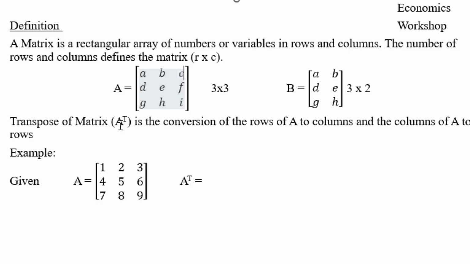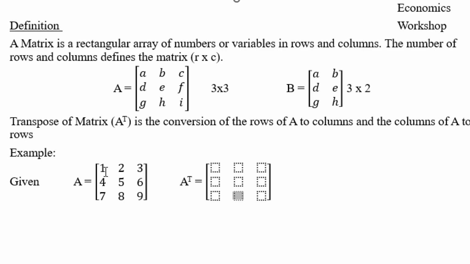Transpose of a matrix, that means A subscript T, is a conversion of the rows of A to columns and the columns of A to rows. So if we are told to transpose a matrix, it is just the conversion of the rows of that matrix to columns and the columns of that matrix to rows. Example, given A equals to this, we want to find A transpose. Like I said, it's just the conversion of rows to columns.